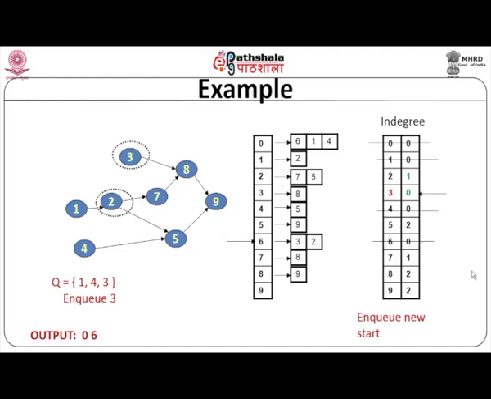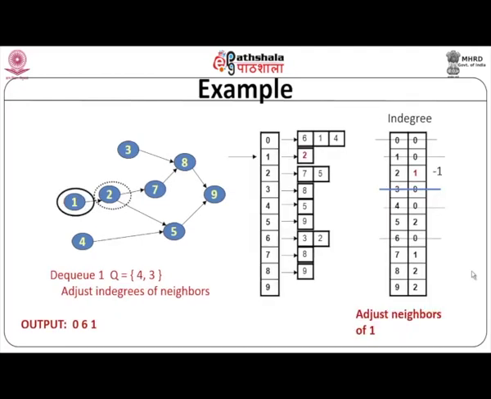So, here you have 0, and since you have 0, you have to enqueue that. So, you have 1, 4 and 3 as the queue, because 3 has become 0. Now, comes the next work. You dequeue the next node in the queue, which is 1. So, you adjust the in degrees of its neighbors. So, 1 has neighbor 2.